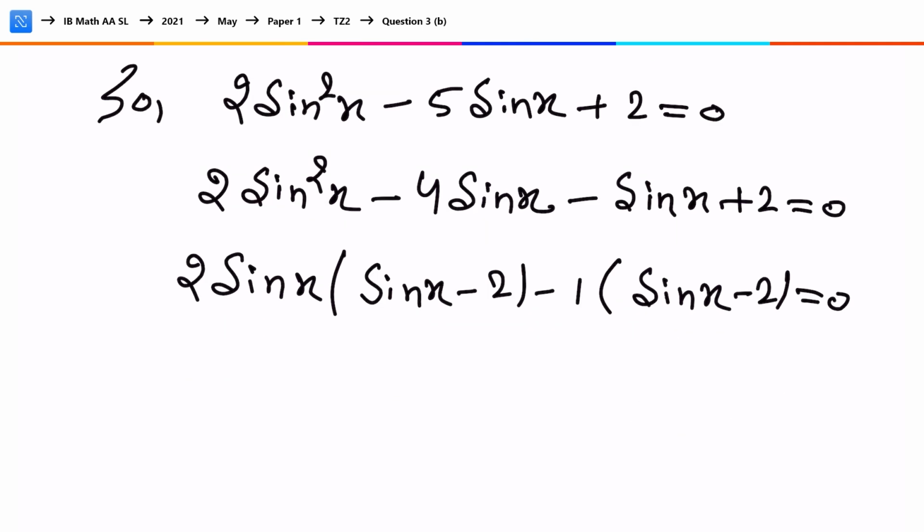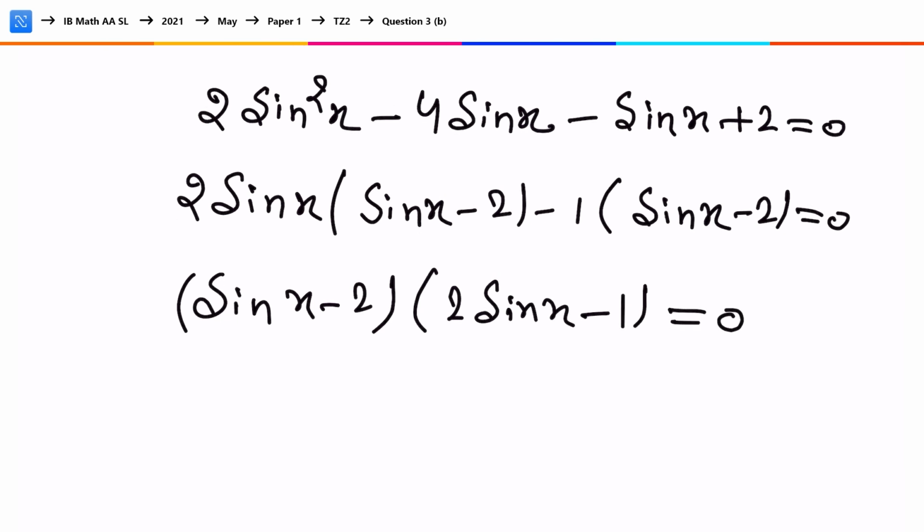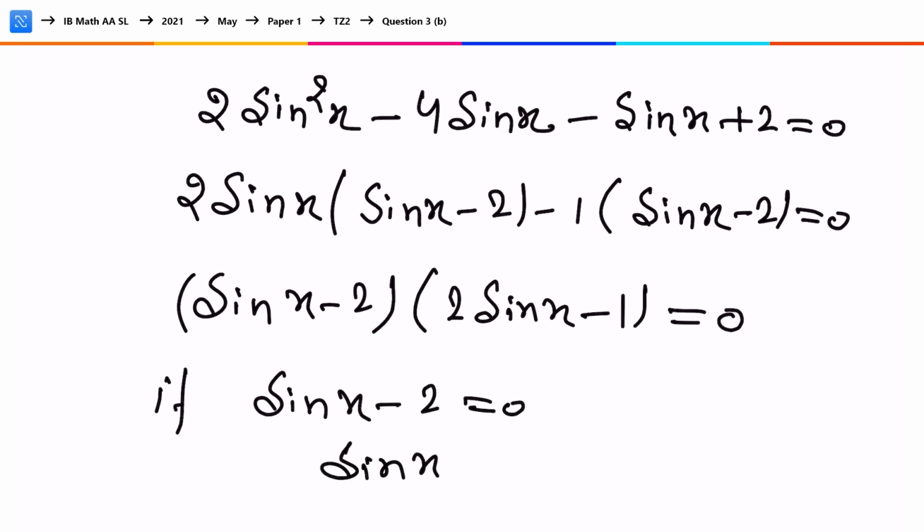Next, we factor out the common term. (Sine x minus 2) times (2 sine x minus 1) equals 0. Now solving for sine x, if sine x minus 2 equals 0, then sine x equals 2.